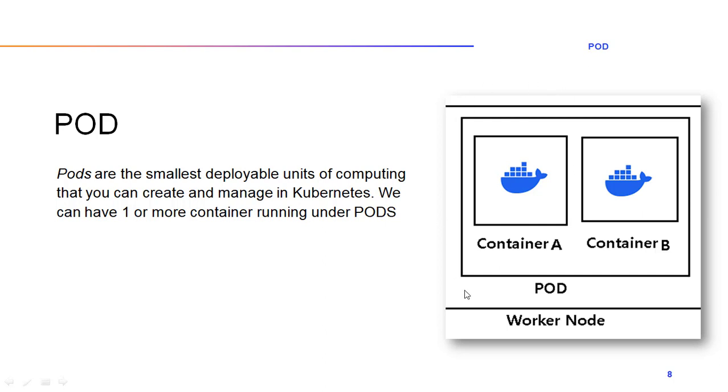So for now, you just understand that this is a worker node, and under the worker node, we can have a pod that is running our containers. Now let's see this in practical, and let's try to create one pod.